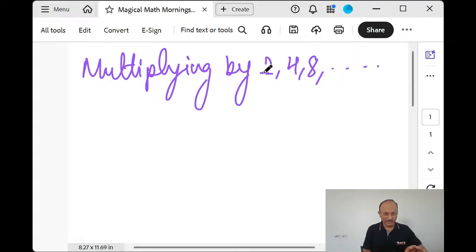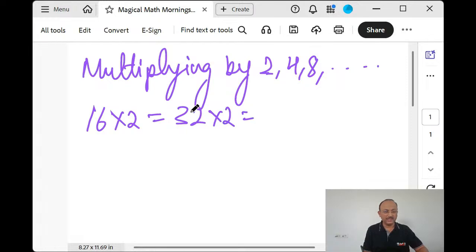Whenever we want to multiply any number by 2, we learned yesterday how to think of that as doubling. For example, 16 times 2 means we consider the double of 16, which is 32. Another times 2 means the doubling of 32, that is 64. Times 2 again means 128. This is what we are going to learn.